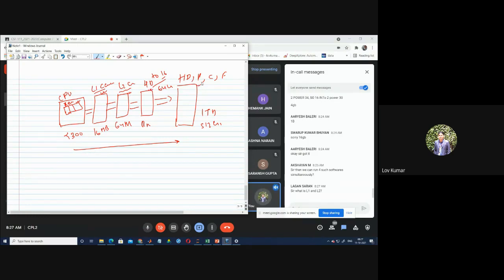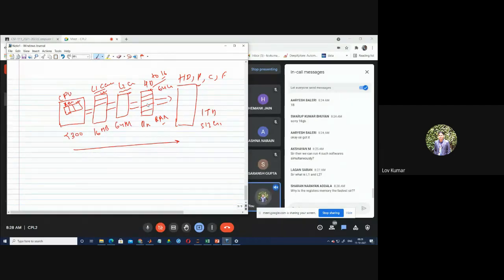What do you mean by L1 cache and L2 cache? That is similar to your RAM. There is no difference between RAM and L1 and L2 cache, but the L1 and L2 cache are much faster as compared to your RAM. If you access any data in the L1 cache, it will take much less time as compared to accessing data in your main RAM.